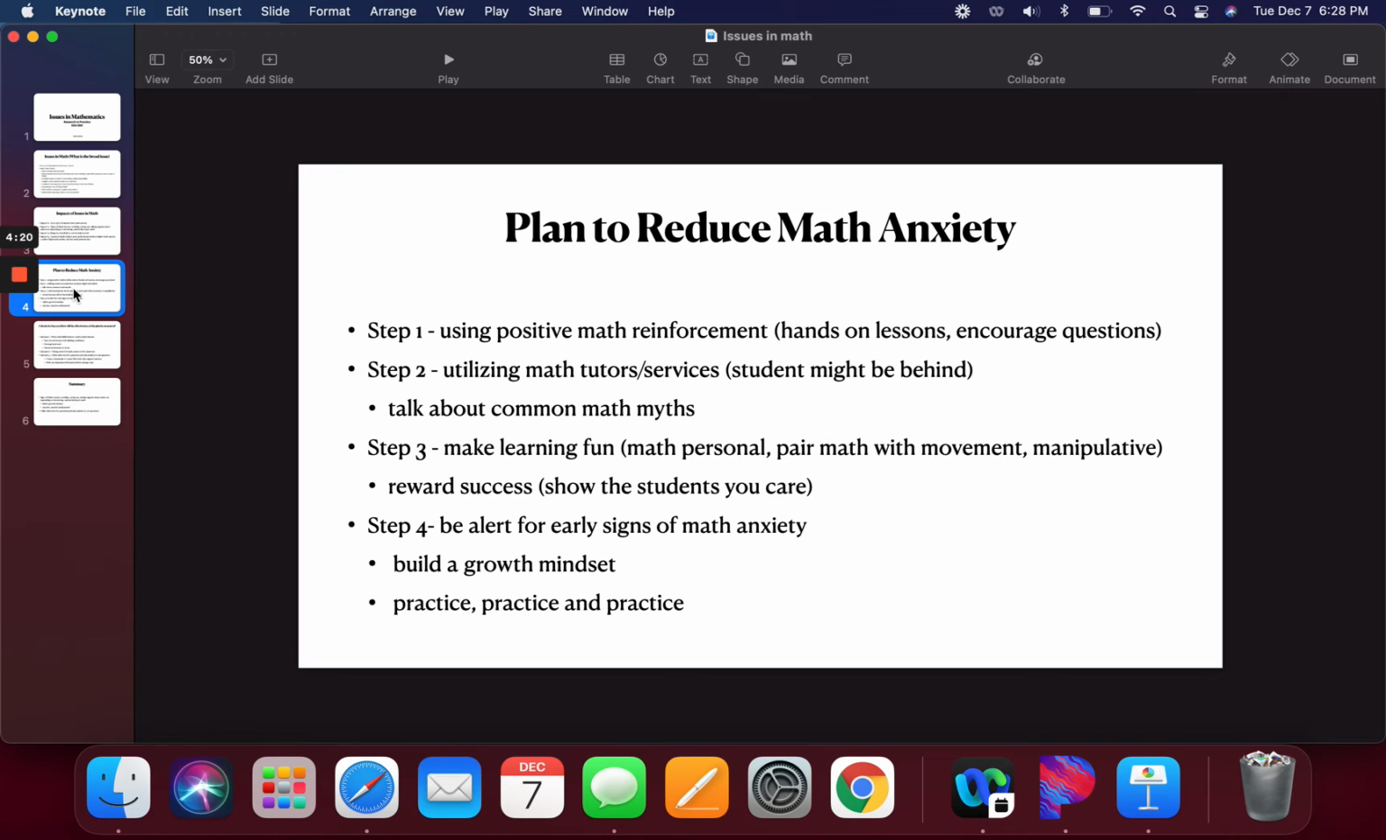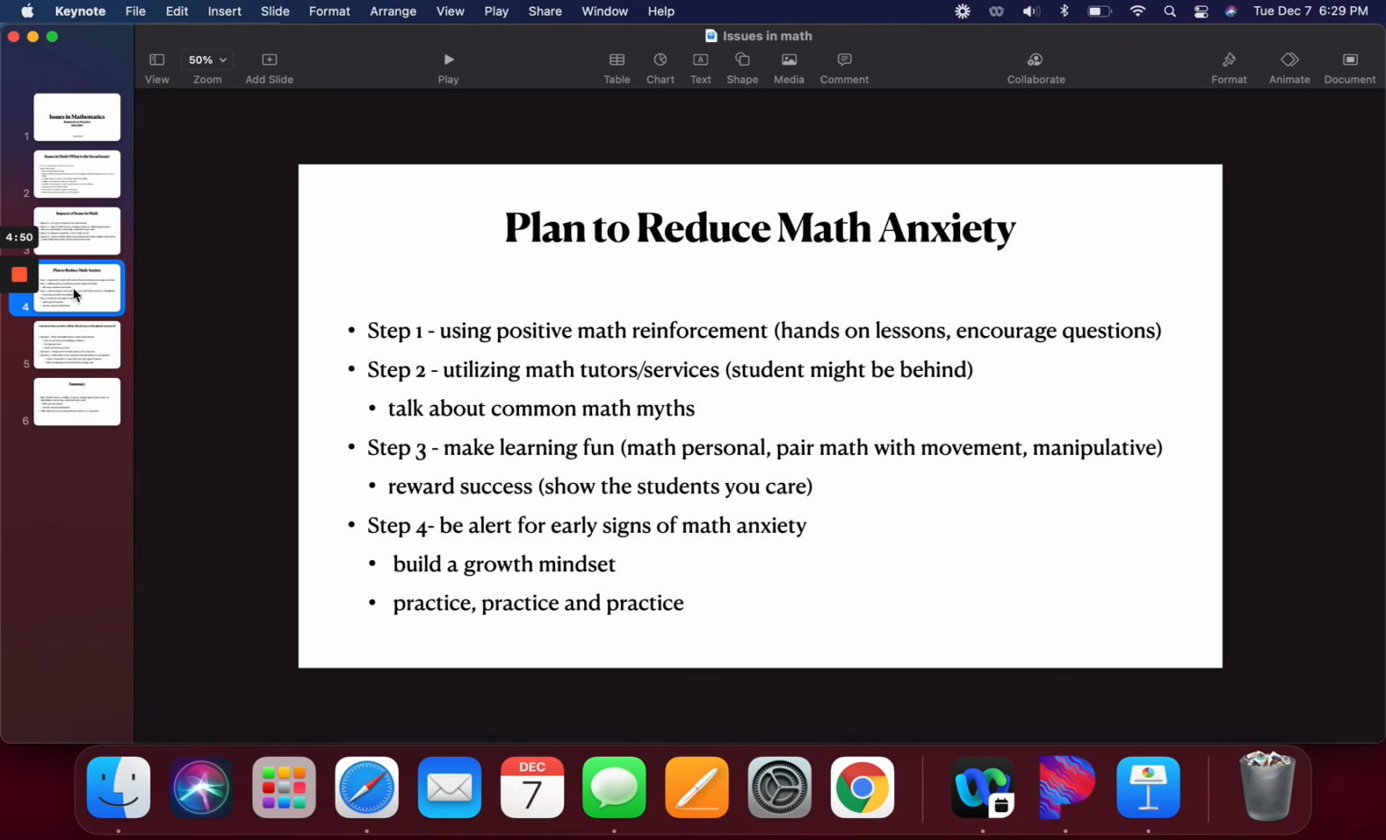Step number 2, utilizing math tutors or math services. For example, students might be behind, therefore they might need extra services or math tutors before or after school. And then also talk about common math myths. I would say tell the students that there's no such thing as being a math person, and that all students are good at math. Boys are not better at math, and girls are not better at math either.